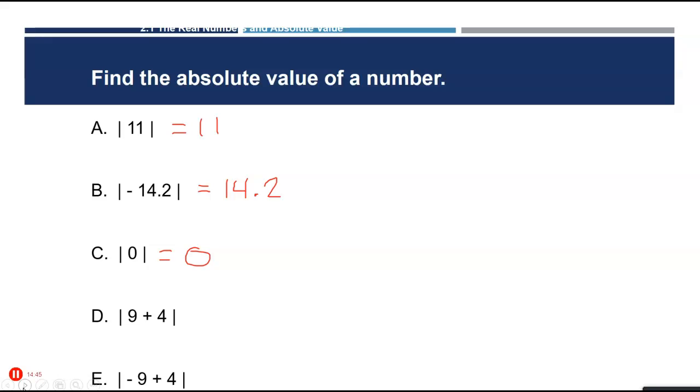Absolute value bars act like parentheses. So before you take the absolute value of 9 plus 4, you have to add 9 plus 4. So you get the absolute value of 13, which is 13.